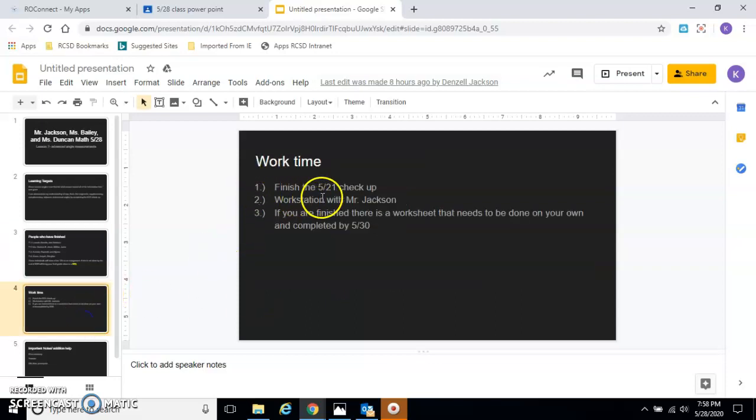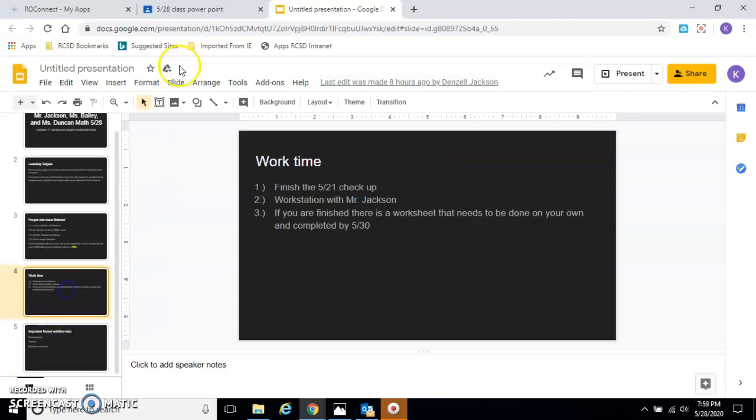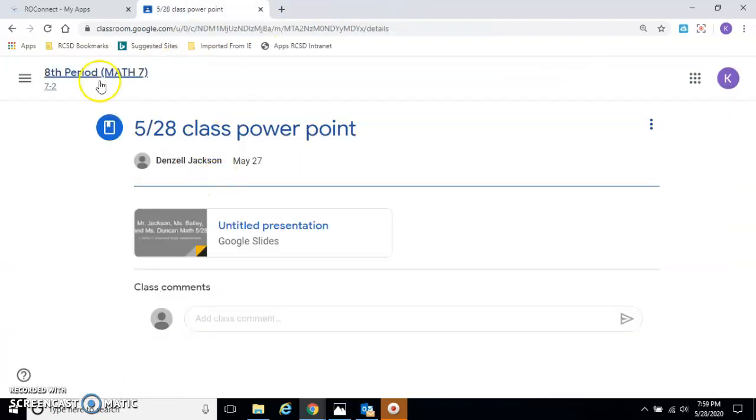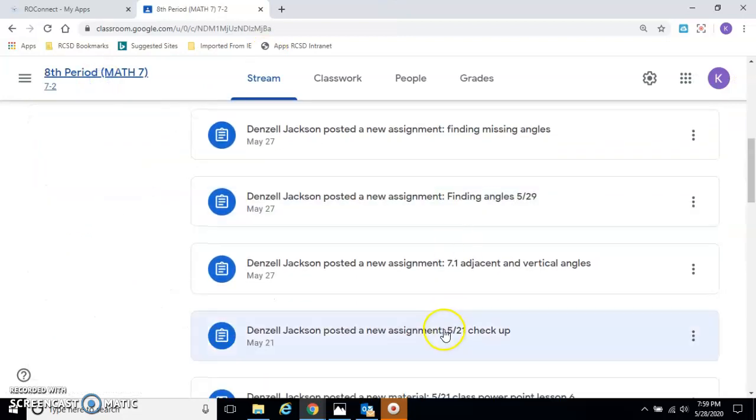Okay, so first thing we did was everyone that didn't finish this checkup worked on it. And then there was a workstation of people who were finished with Mr. Jackson. And if you're finished with that, this worksheet needs to be done on your own by the 30th. So here we go. Now I'm going to get out of this for a second. Okay, so the first thing is that checkup, which is posted here.